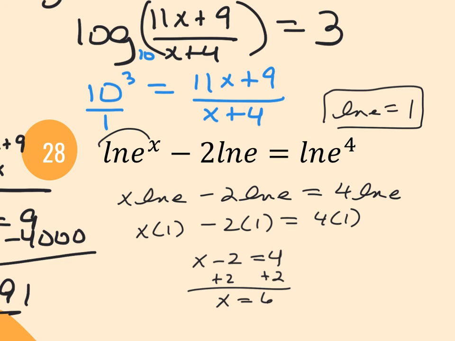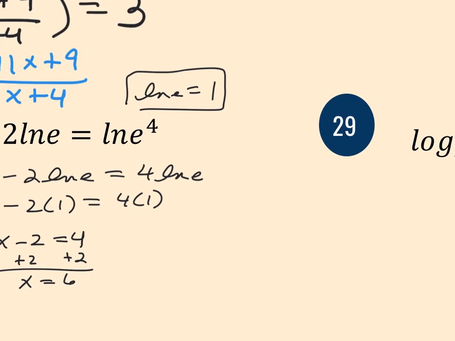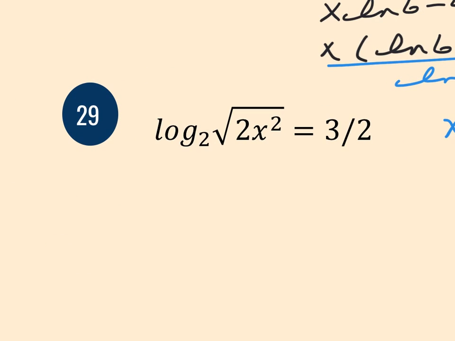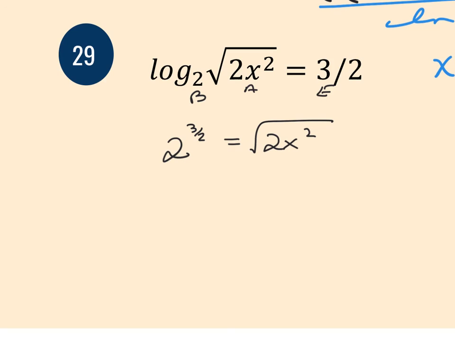All right, let's try the last one. I'm going to change this square root into a fraction exponent. Actually, let's just go ahead and turn it into exponential because it's in log. Everything looks good. So BAE. So 2 raised to the 3/2 power equals 2x squared under the square root. So let's go ahead and simplify this. Let's turn this now into a fraction exponent.